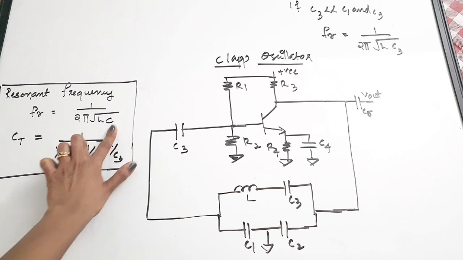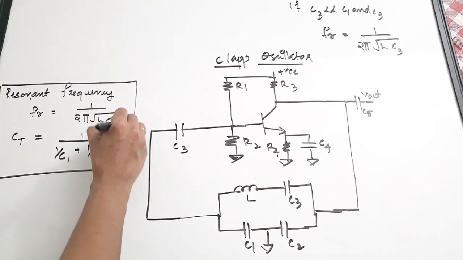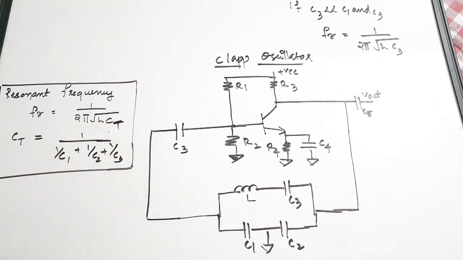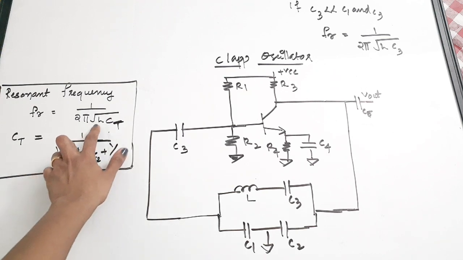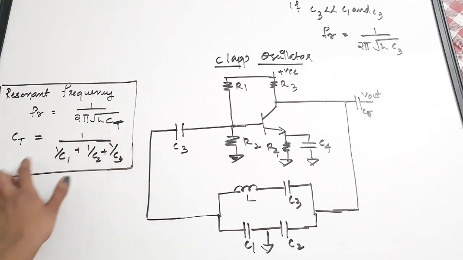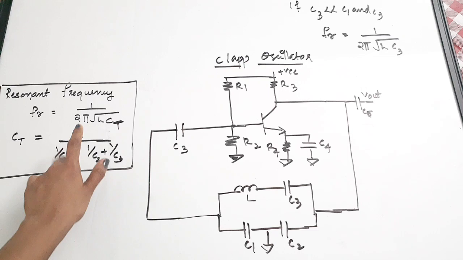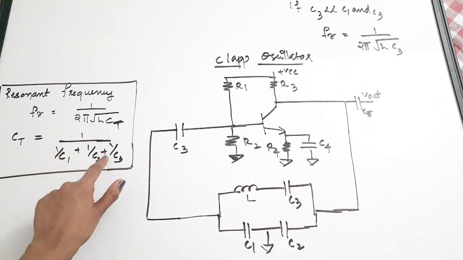This is CT. Okay. So, the resonant frequency FR is equal to 1 by 2 pi square root of L into CT. Now CT here is changed as 1 by C1 plus 1 by C2 plus 1 by C3. There is an additional C3 for Clapp oscillator.